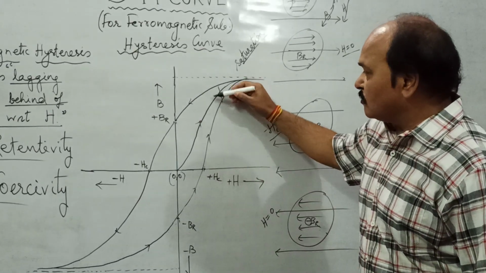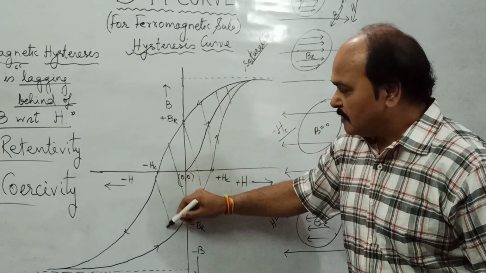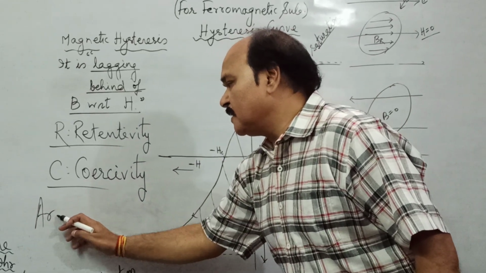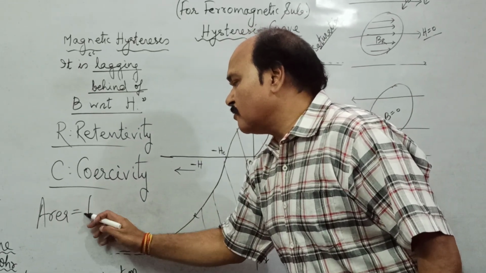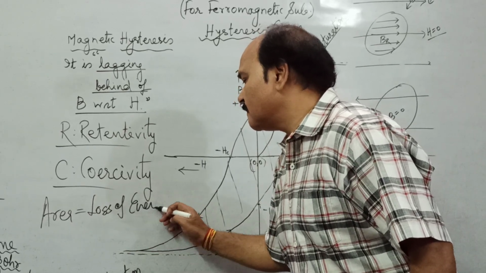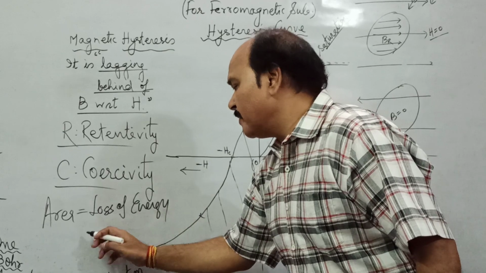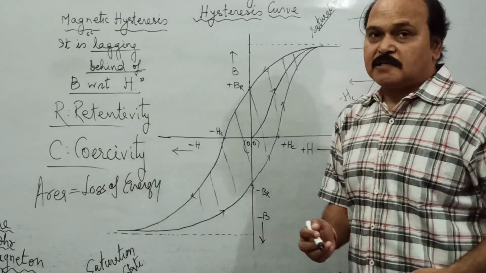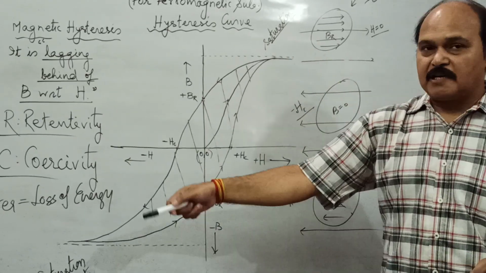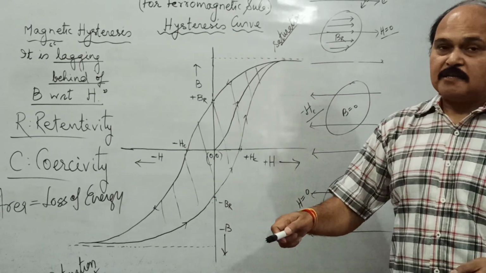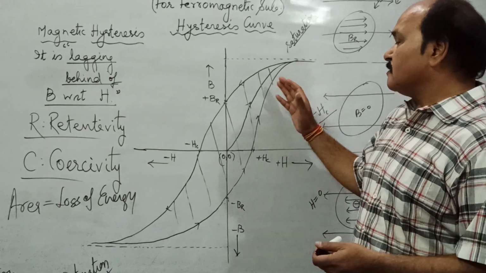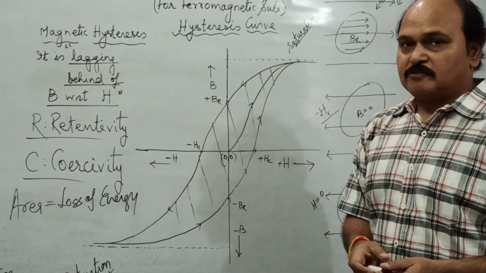The area enclosed within the BH curve represents what? That area represents the loss of energy during magnetization and demagnetization of the substance. If the substance is continuously magnetized and demagnetized, magnetized and demagnetized, then what happens? In one complete cycle, the energy loss is proportional to the area enclosed.